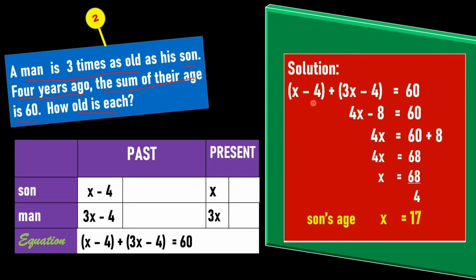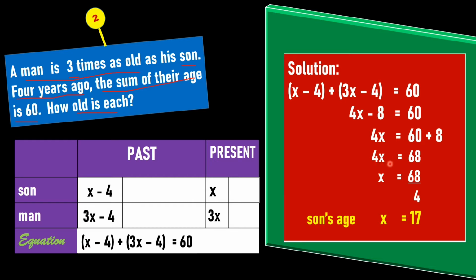So, here's the solution. Combine lang natin yung mga variables. X plus 3x equals to 4x. Negative 4 plus negative 4 is equals to negative 8. Okay? And then transpose negative 8 to other side becomes positive 8. So we have 4x equals to 60 plus 8. 60 plus 8 is 68.